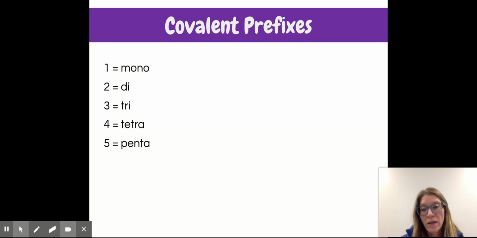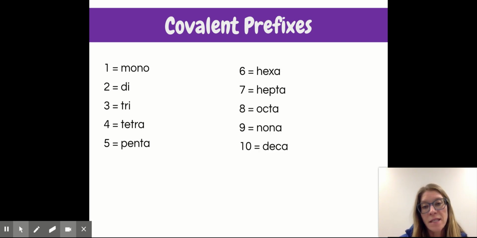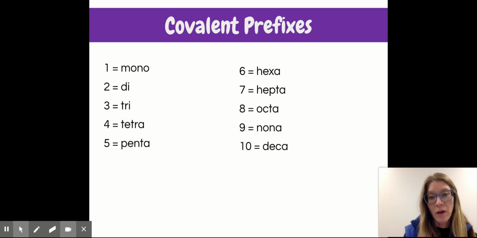So 1 is mono, 2 is di, 3 is tri, 4 is tetra, 5 is penta, 6 is hexa, 7 is hepta, 8 is octa, 9 is nona, and 10 is deca. So if you need to pause to make sure you have all those written down, make sure that you do.